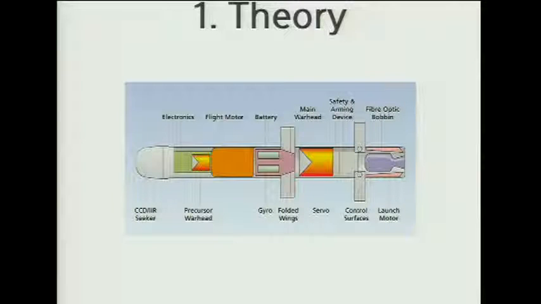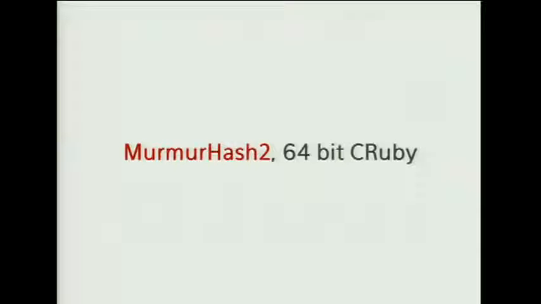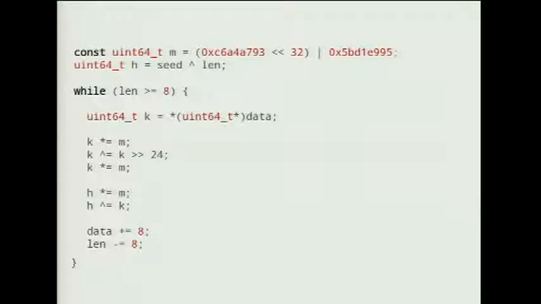So let's talk about the theory of this attack. As my example, I will use MurmurHash 2 in a 64-bit version that's being used in CRuby. So this is the gist of the algorithm. You have this constant m up there, which is fixed. This is a magic value.